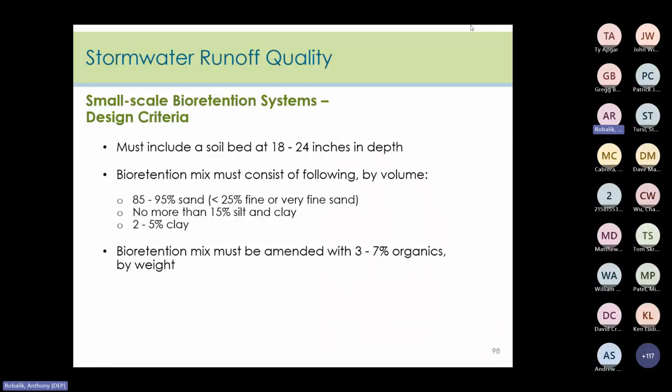Small-scale bioretention systems have specific requirements regarding the depth of the planting media and what that planting media consists of. This planting media is designed to support dense vegetation, but also convey stormwater. So the planting bed must be between 18 and 24 inches in depth, and the planting media has specific composition requirements. Take note here that the composition of inorganics is measured by volume, but the organics is measured by weight.